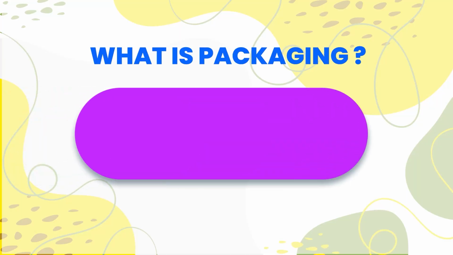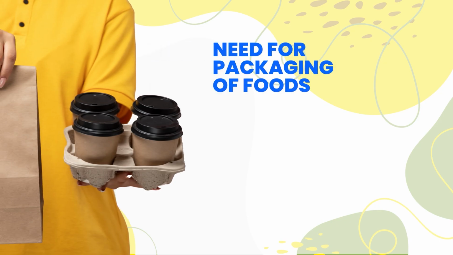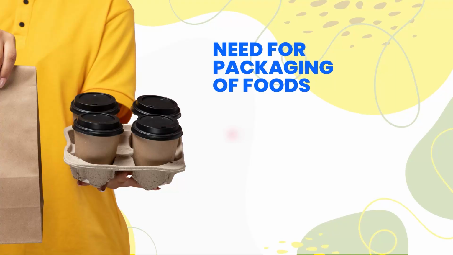In other words, you can also say that packaging is a means of ensuring safe delivery of the product in sound condition to the ultimate consumers at the optimum cost. So now we'll see what are the needs for packaging of foods, what are the main functions of packaging of foods. The first and foremost function of packaging is containment. So you know, except for a very large chunk of solid food, all other foods, especially liquid foods, flowables, or small quantities of foods, all need a container whenever we try to move that product from one place to another. So the first function of food packaging is containment.